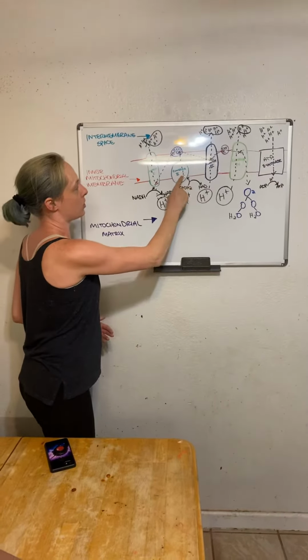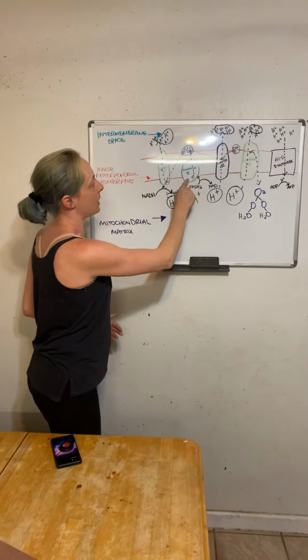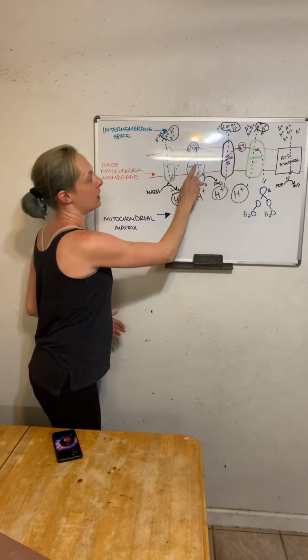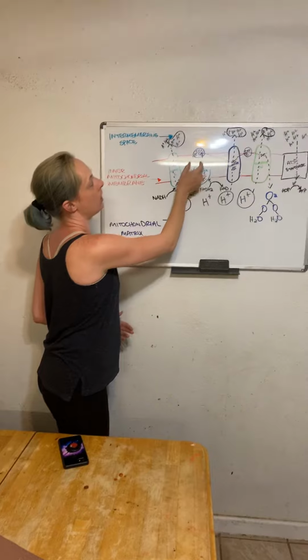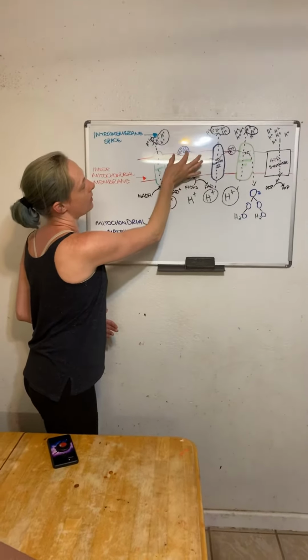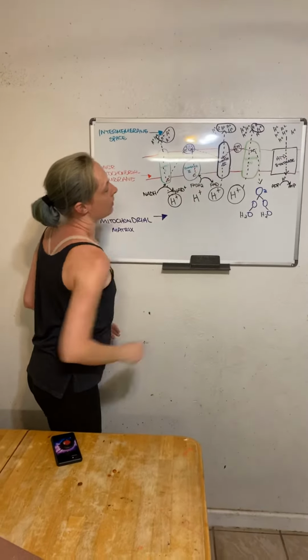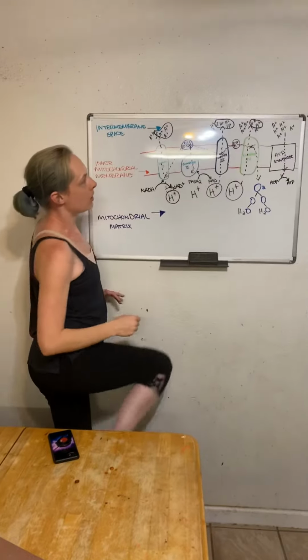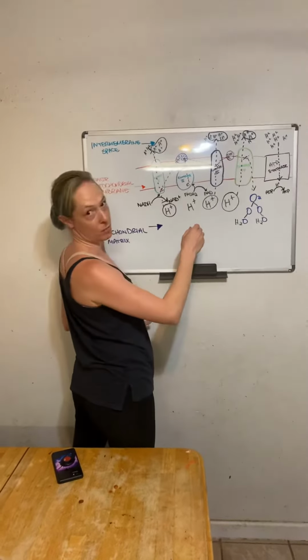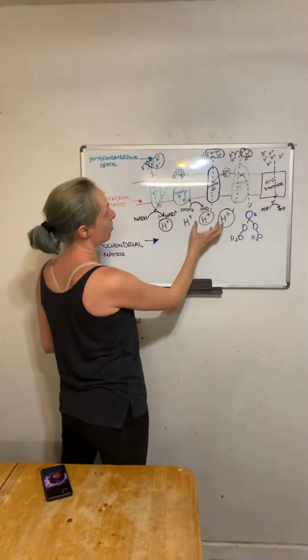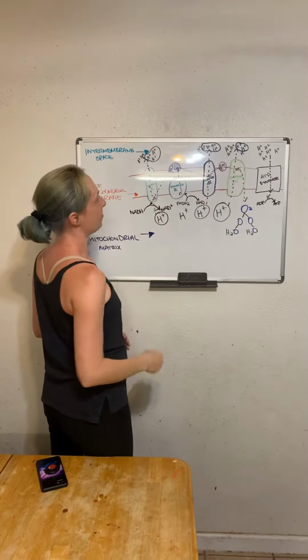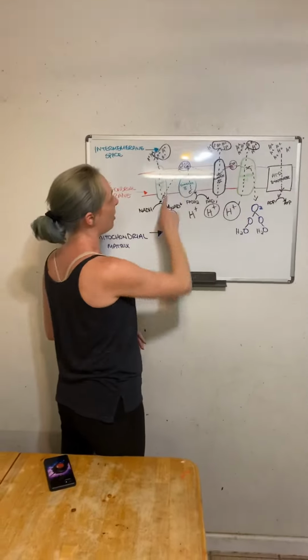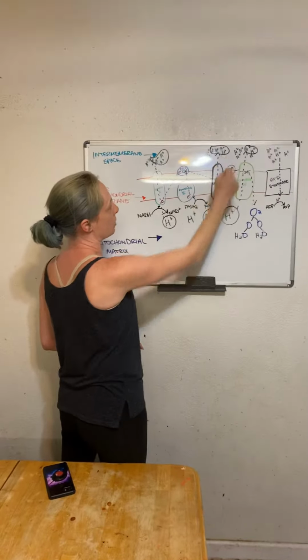FADH2 donates 2 electrons to complex 2. Complex 2 is not a proton pump. It transfers these electrons directly to coenzyme Q, at which point coenzyme Q donates all these electrons to complex 3. Complex 3 is a proton pump. It is able to shuttle protons from the mitochondrial matrix into the intermembrane space, just like complex 1. Also 4 hydrogens for each one.